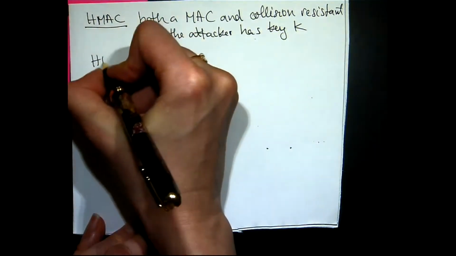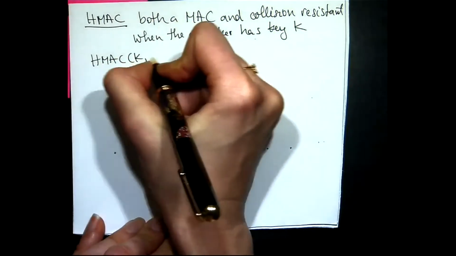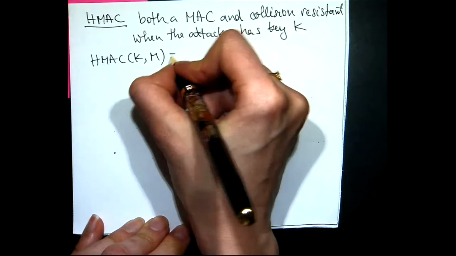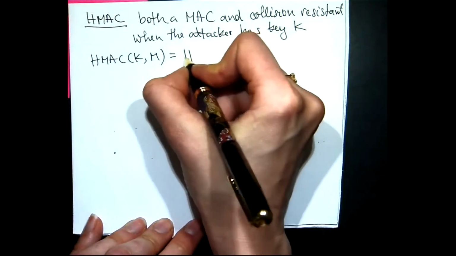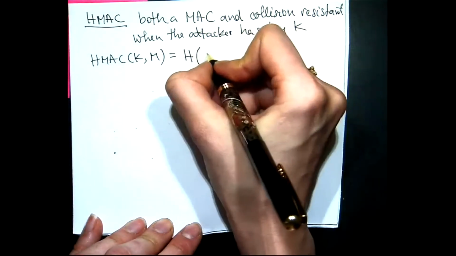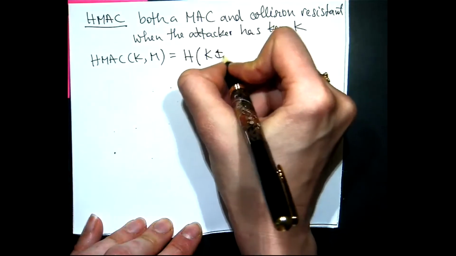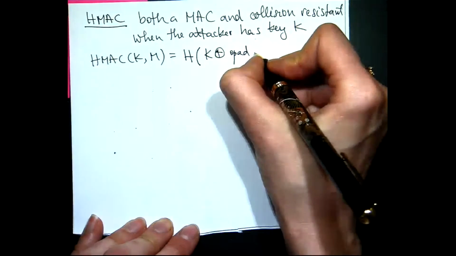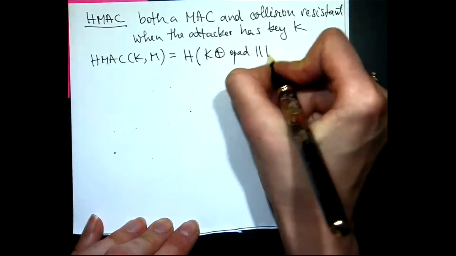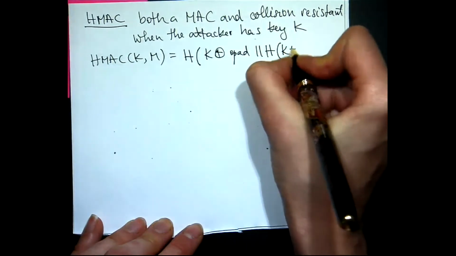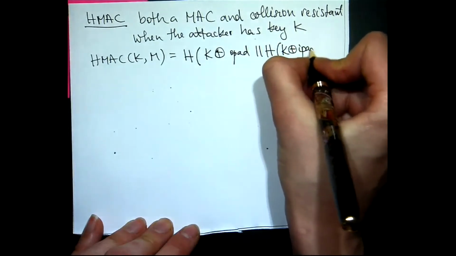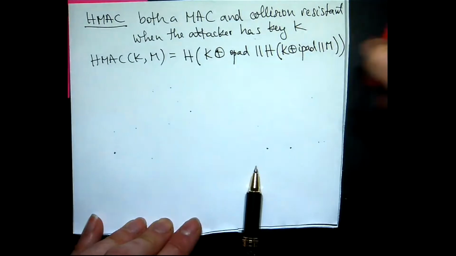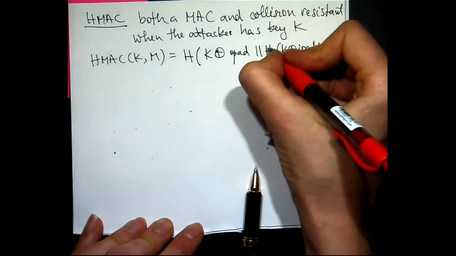So you take HMAC, key K, and the message M, and what you do is you output the hash of key K XORed with, I'm going to tell you what these pads are, so this is an outer pad. And then the hash of key K XORed with an inner pad, concatenated with the message. So we basically have two layers of the hash function.